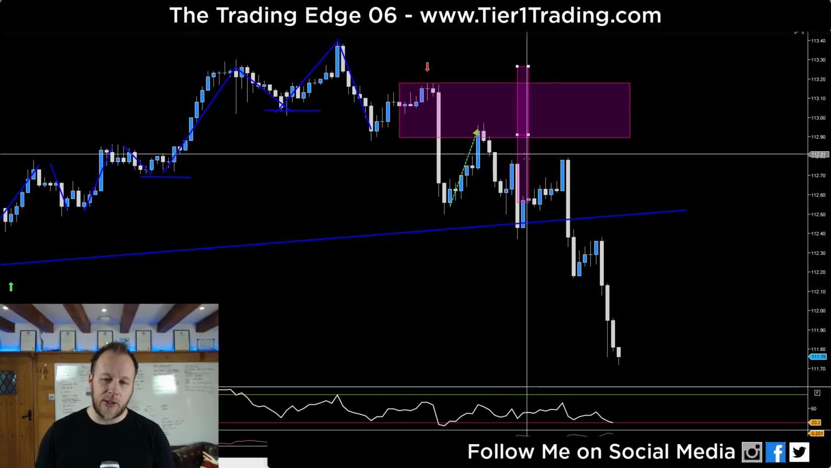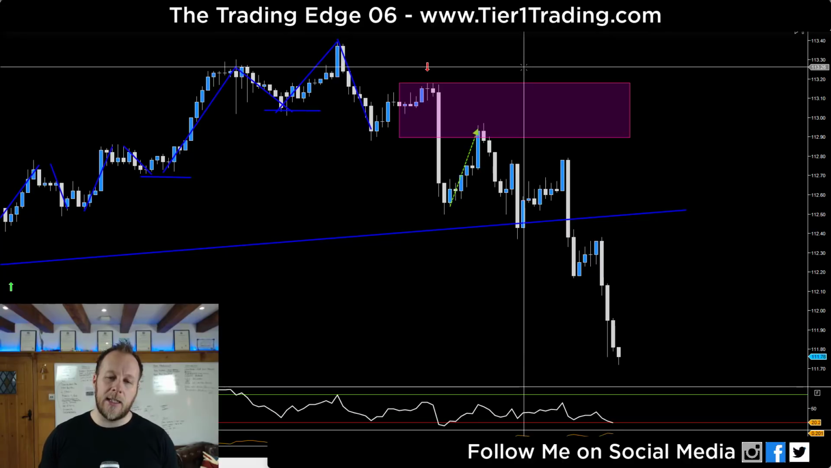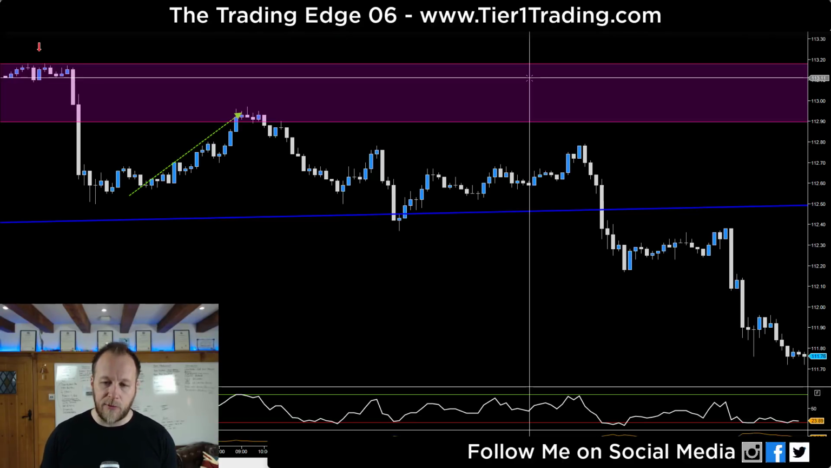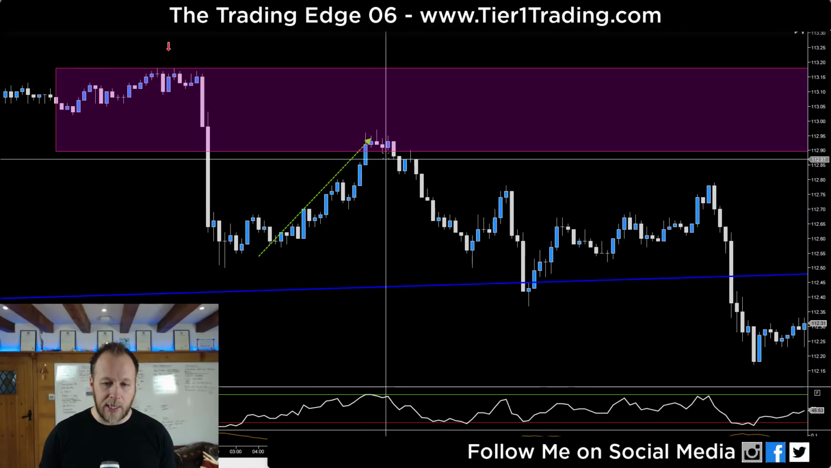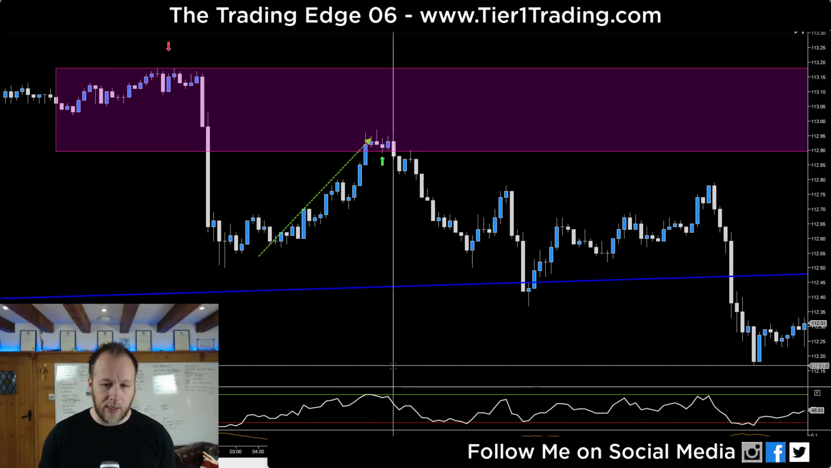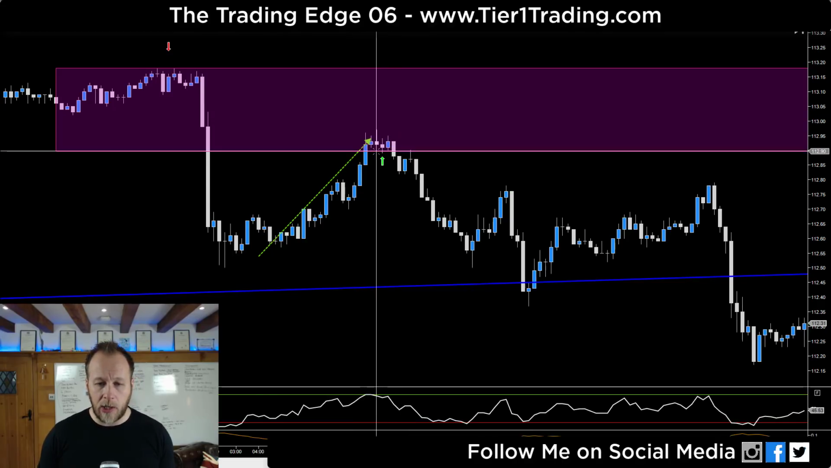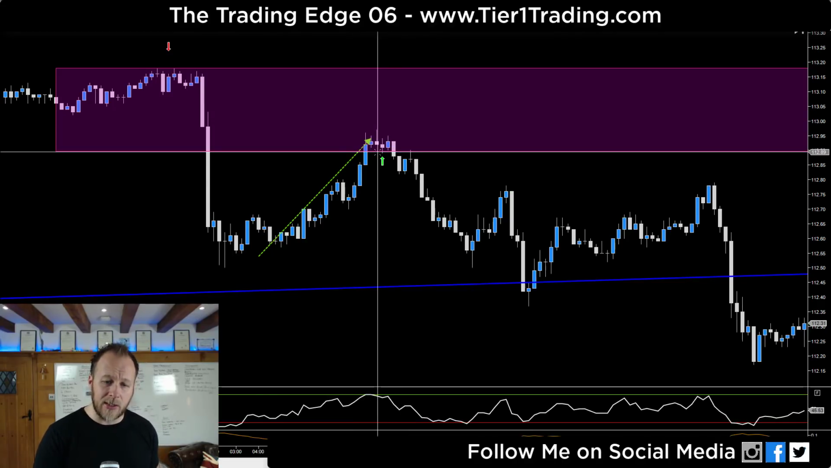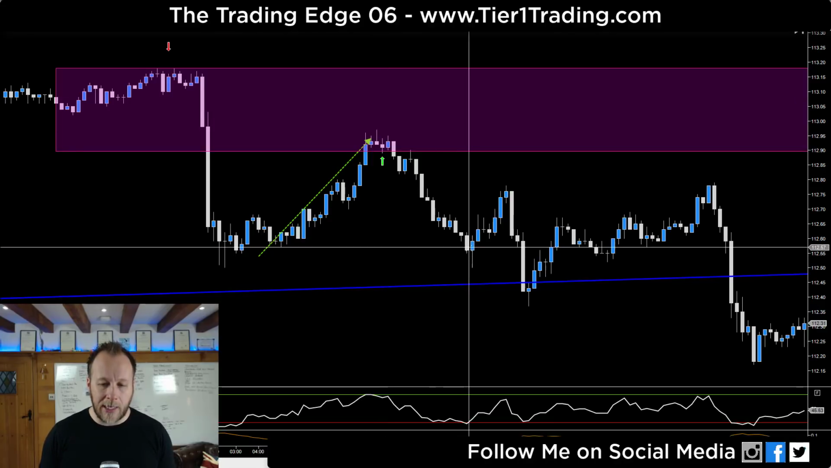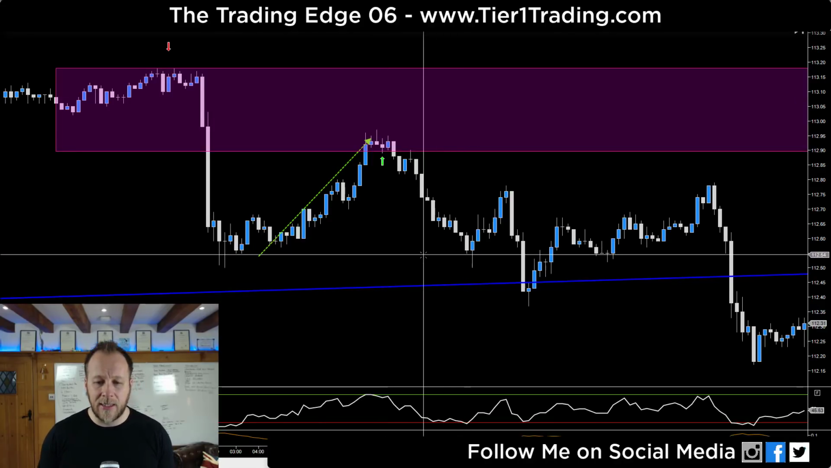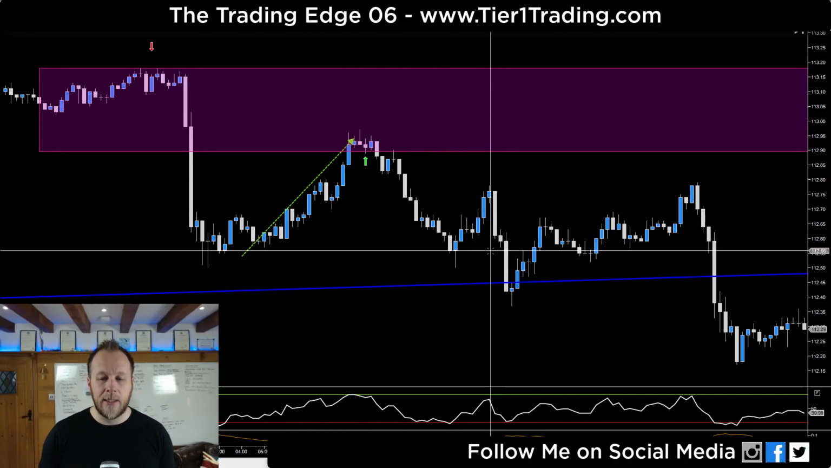Then I just needed an entry technique. The entry technique I used was a lower low, lower close candle. If we drop down to the 15-minute time frame, you're going to see we had that lower low, lower close candle right here. And I got in. So, a lower low, lower close candle on a day trading time frame, I got involved, managed to hit targets a few hours later, and was out of the trade.